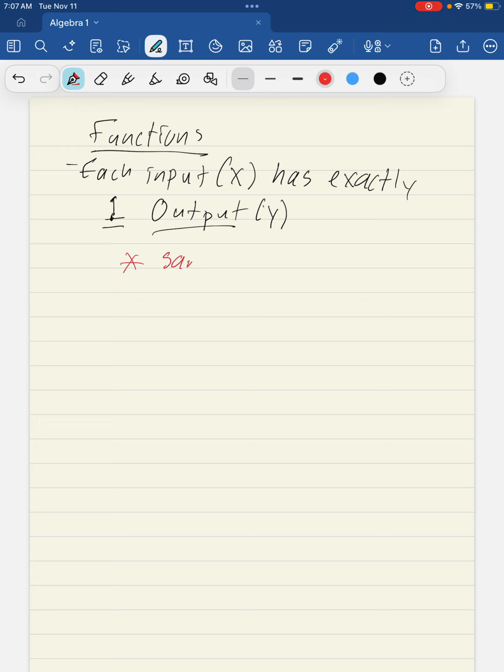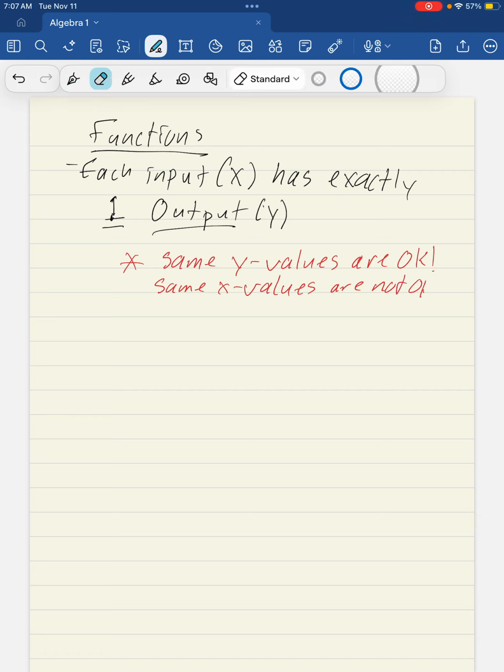Now, things to point out. The same y values, or the same outputs, are okay. However, the same x values are not okay. Oh, we're going to give that guy a sad face.